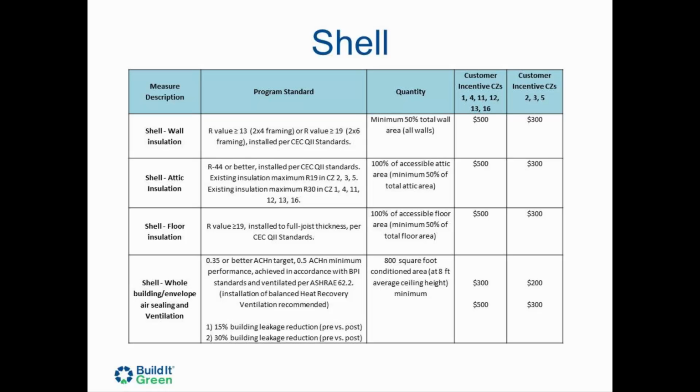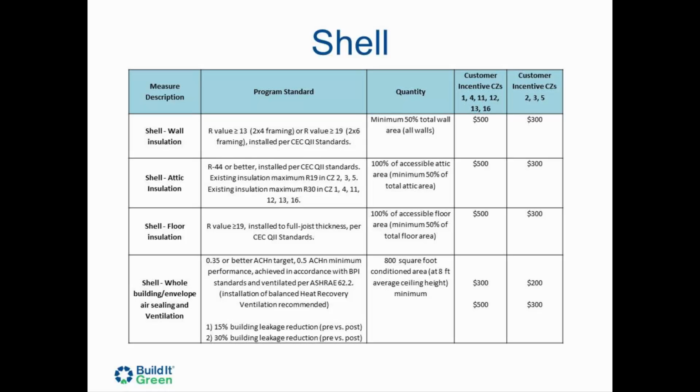QII, excuse me. For attic insulation, R44 or better, QII, and existing insulation maximum R19 in climate zones 2, 3, and 5, and existing insulation maximum R30 in climate zones 1, 4, 11, 12, 13, and 16. 100% of accessible attic area is required, with a minimum of 50% of total attic area.